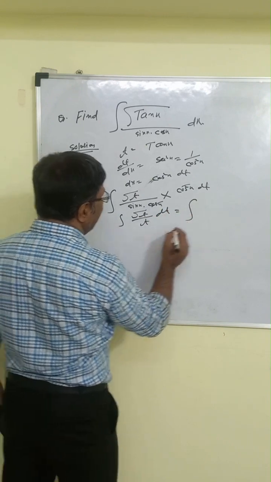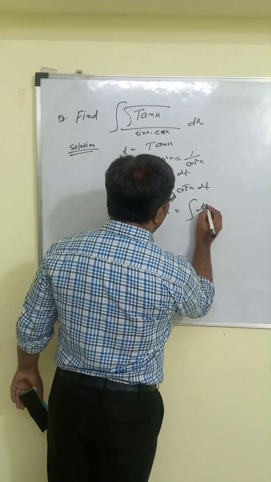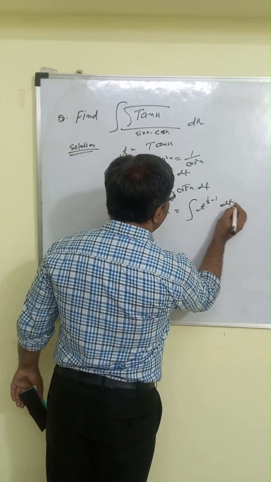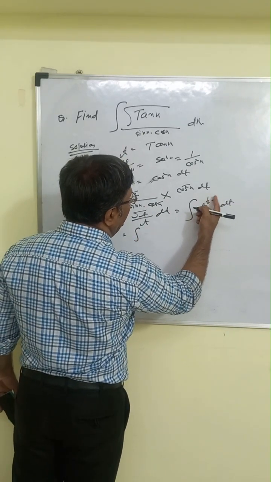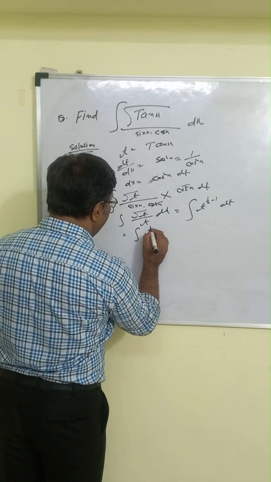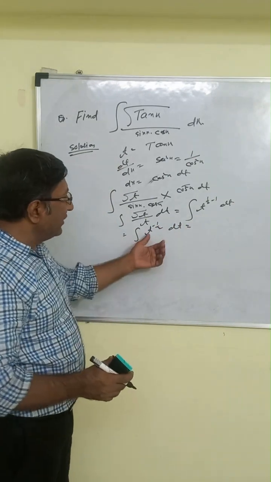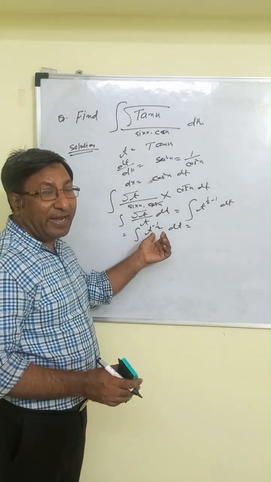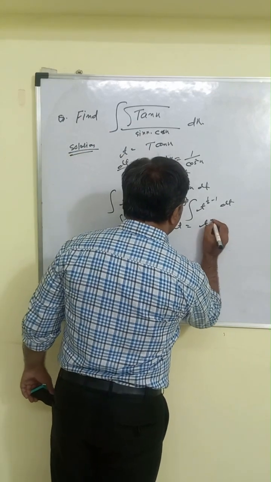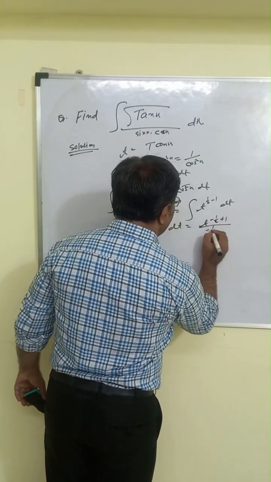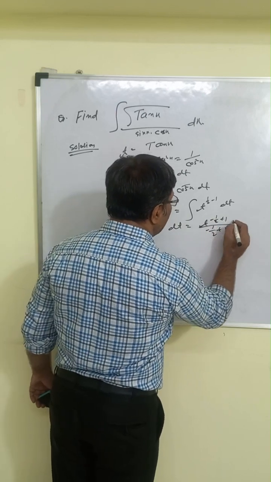So we can write this root t means t to the power half, and this is t to the power 1. So we can simplify this: half minus 1 dt. So this will be what? That is half minus 1, so 1 minus 2 minus 1 by 2. So we will get t power minus 1 by 2 dt. Now you know integration of t to the power n is what? t to the power n plus 1 divided by n plus 1. So we can find this: t to the power minus half plus 1 divided by minus half plus 1, plus c.